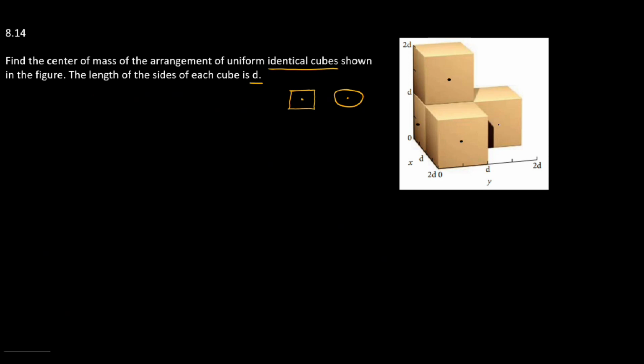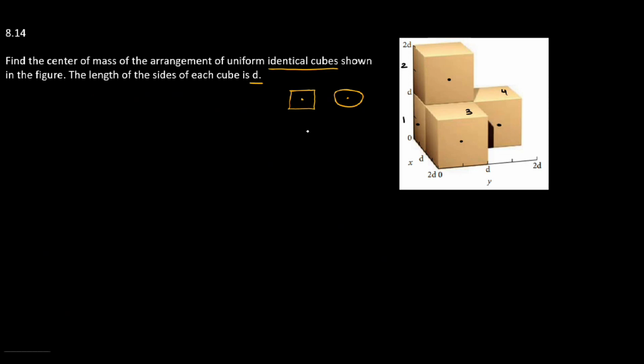I need to find the position of the center of mass for each of the cubes, and then I can use those position values to calculate the center of mass of the entire system. So let this be cube 1, this will be cube 2, this is cube 3, and this is cube 4. I'm going to find the position of the center of mass for each cube and then use those coordinates in our rule to find the center of mass of the system. Let's start with cube 1.